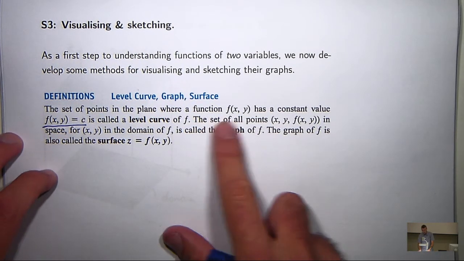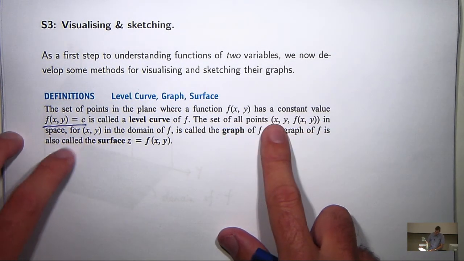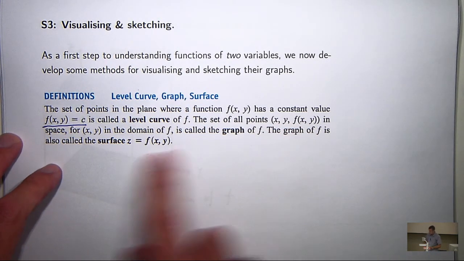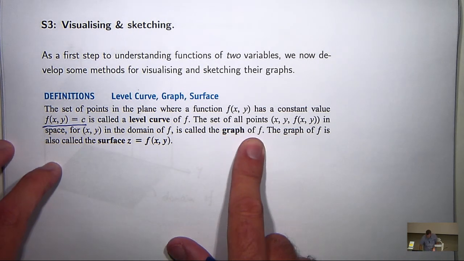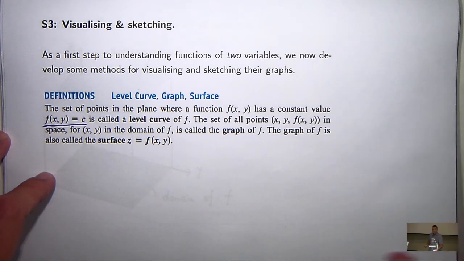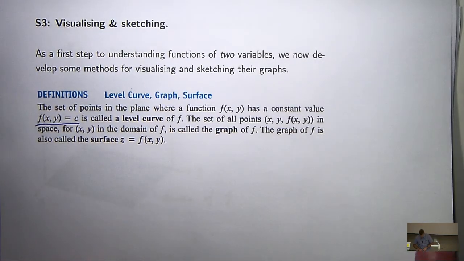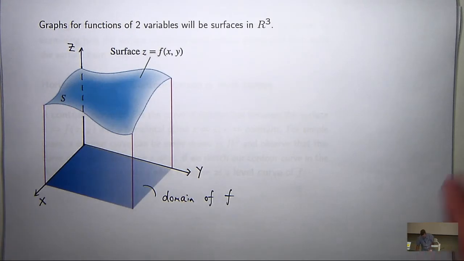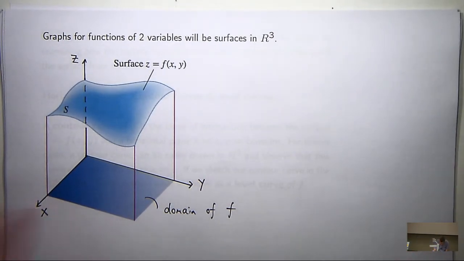The set of all points in space consisting of x, y, f of x y, for x and y in the domain of f, is called the graph of f. Now the graph of f is also called the surface, z equals f of x comma y. So let me give you some visual insight into what I mean there. Now in general, the functions that we're going to look at, z equals f of x comma y, the graphs are going to be surfaces. Surfaces, okay? So in this picture, I've drawn in the axes.